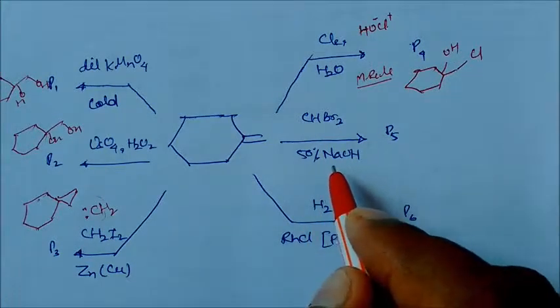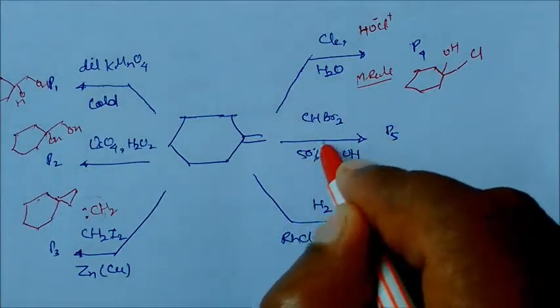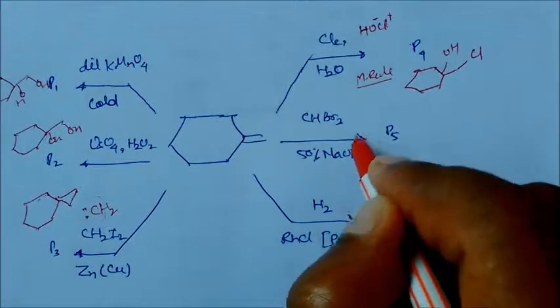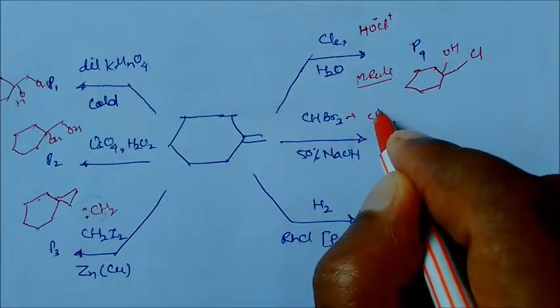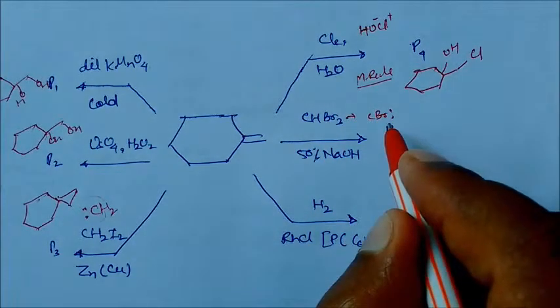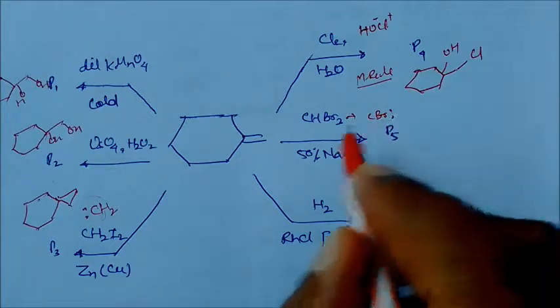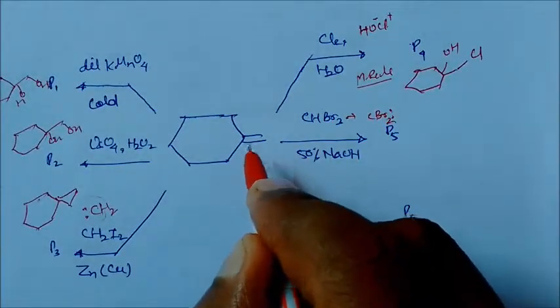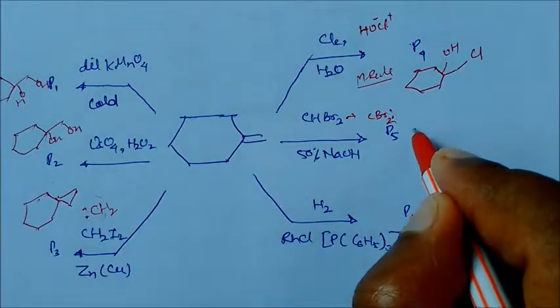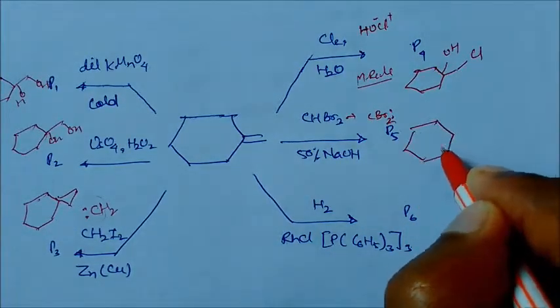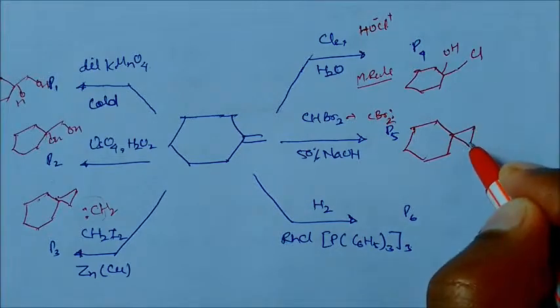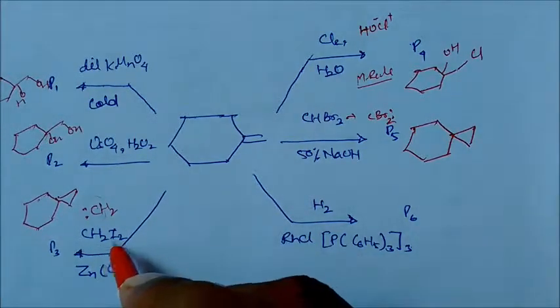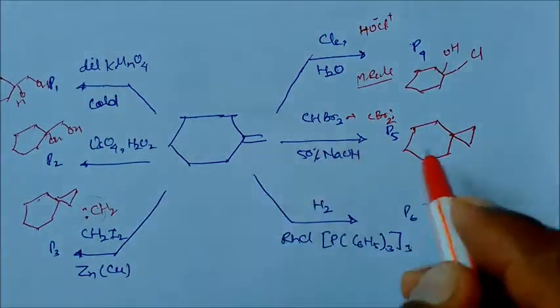CHBr3 with 50% sodium hydroxide. In this 50% sodium hydroxide, this will convert into CBr3, a strong nucleophile. So again the CBr2 will be inserted in place of the pi bond. So you will get the product. Inserted means again the same product like this one, as with CH2I2 or CHBr3. So the product will be again the same.